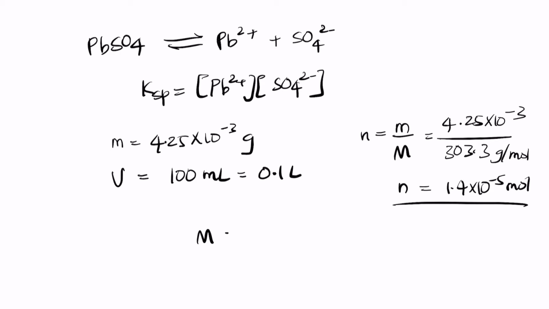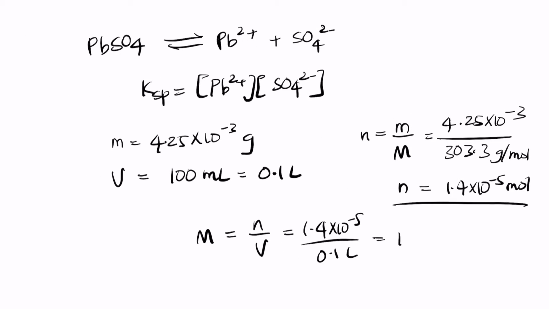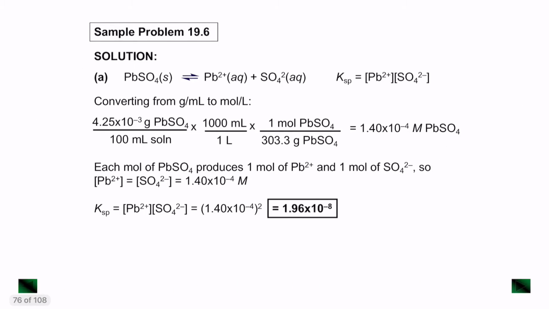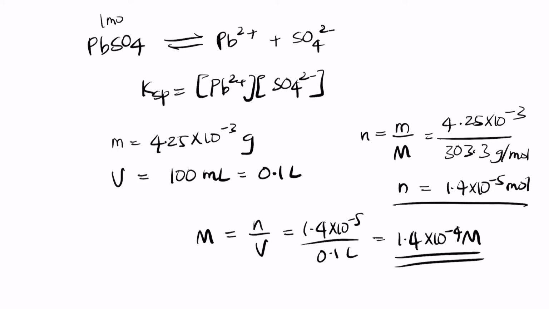So we need to find the molarity here. Molarity is the number of moles by volume. So the number of moles is 1.4 times 10 to the power negative 5 by 0.1 liter, which when calculated finally gives you a value of 1.4 times 10 to the power negative 4 M. So this is the concentration of PbSO4 that is totally present inside the solution. Notice that 1 mole of PbSO4 results in 1 mole of Pb2+ and 1 mole of SO4 2-.